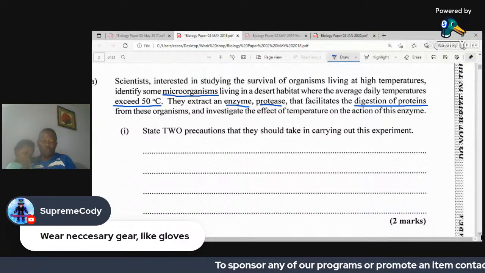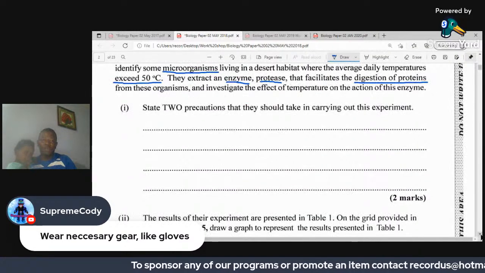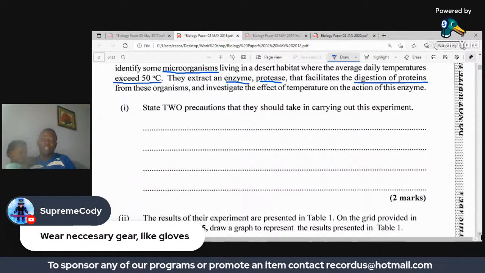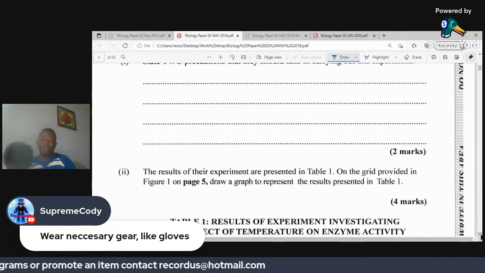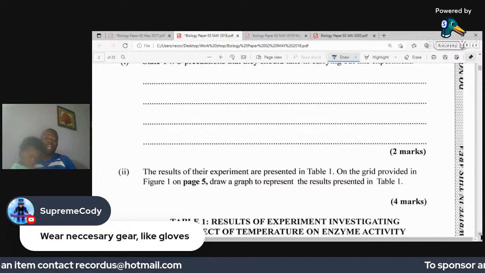Most persons would have scored 2 marks because there are so many precautions to be taken or addressed here. So of course, it would have been easy for many persons to get the mark. Now, here's where we're going to be having a little challenge.